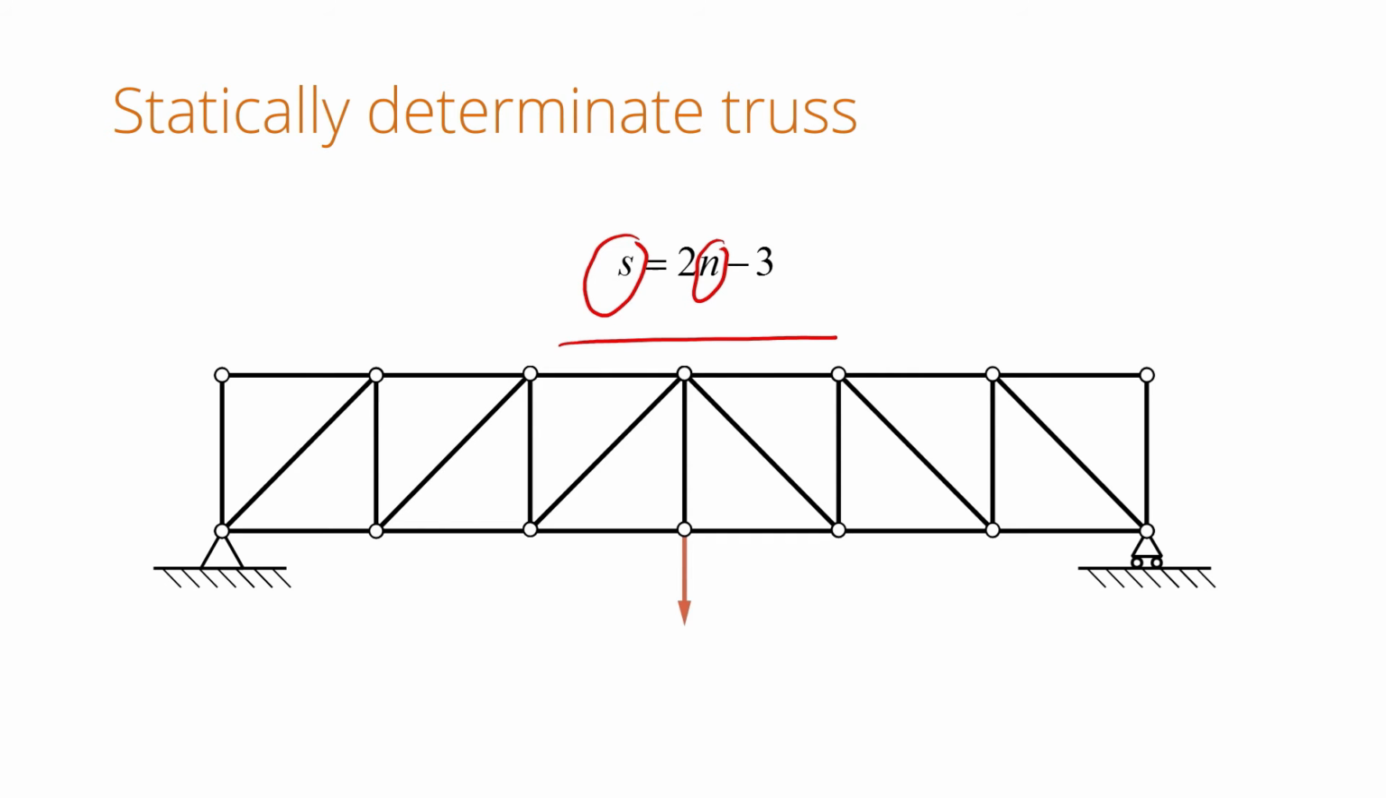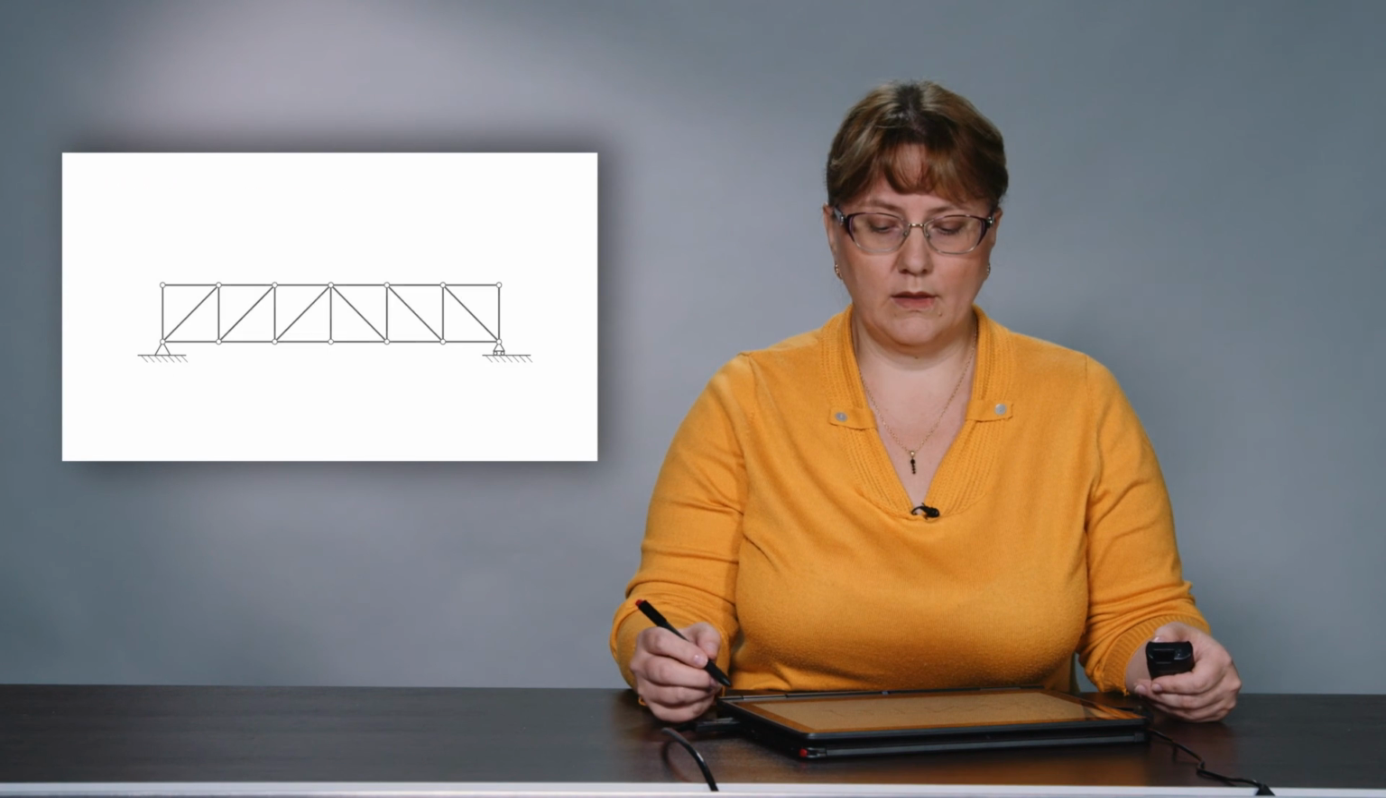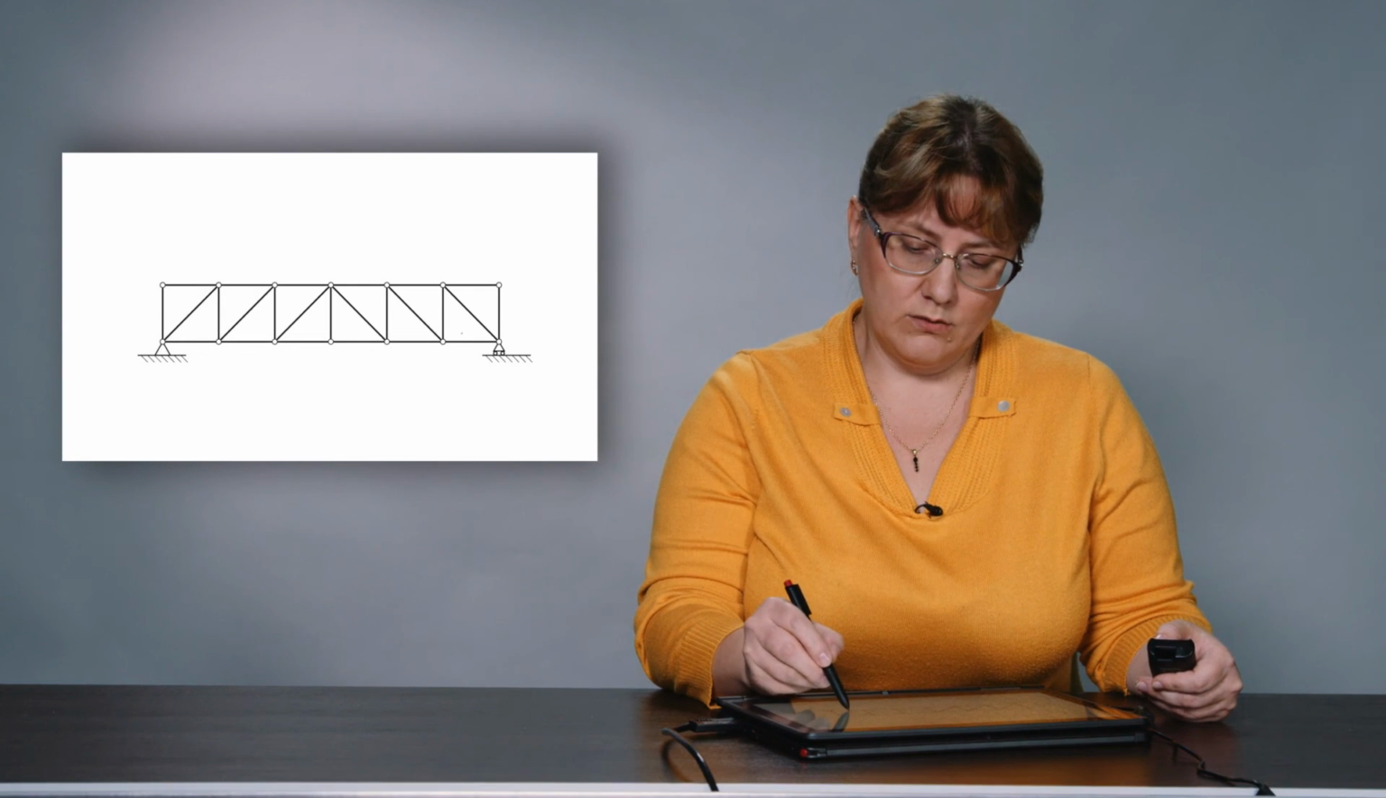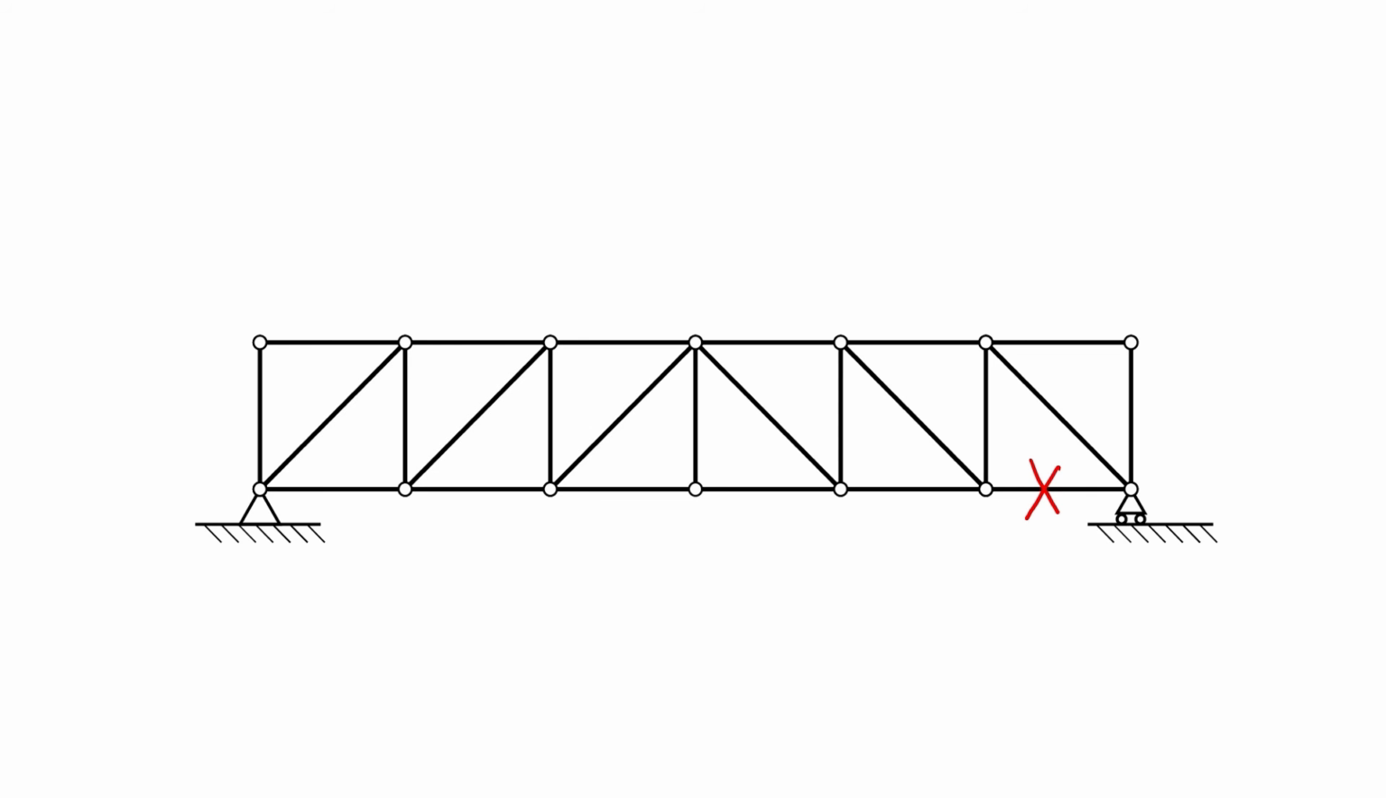By the example of this truss, we can see that the number of joints is 14 and the number of bars is 25. Thus, the truss is statically determinate. Imagine that we have removed one of the structure's members, and then the building structure turns into a mechanism.